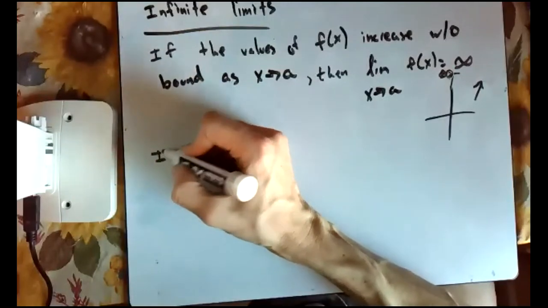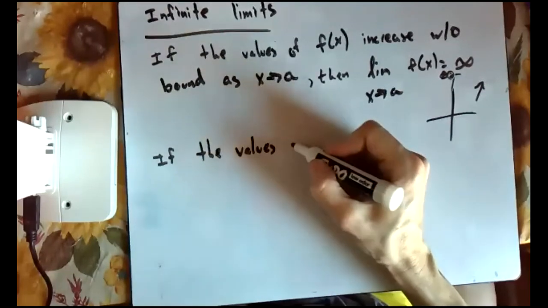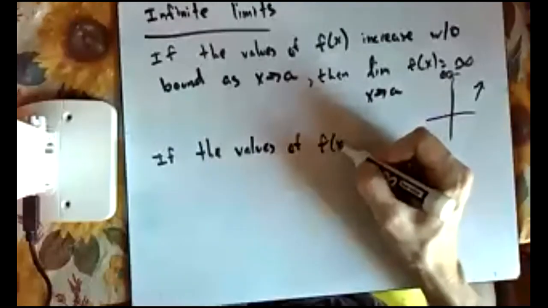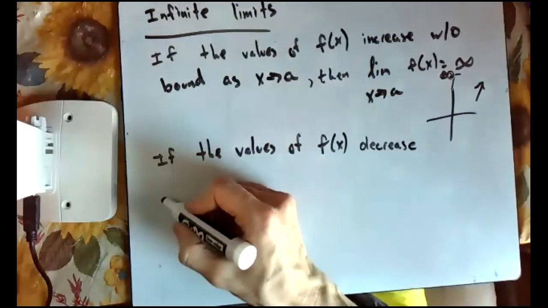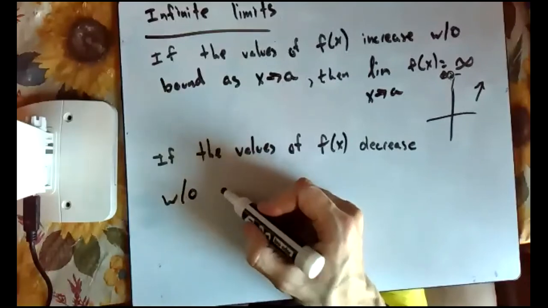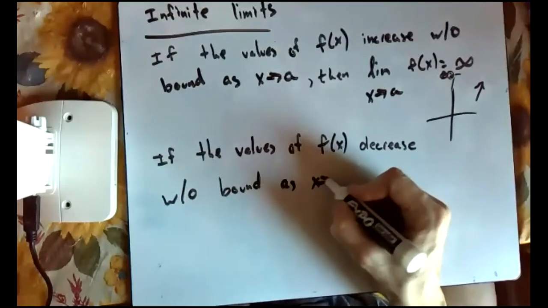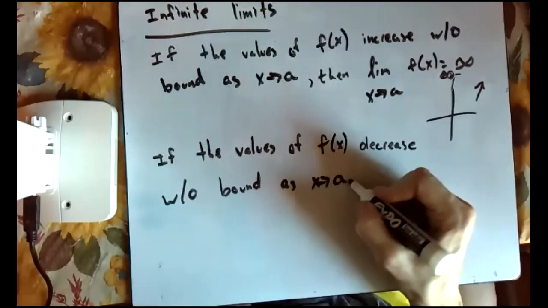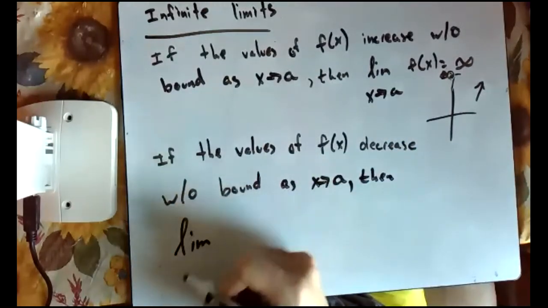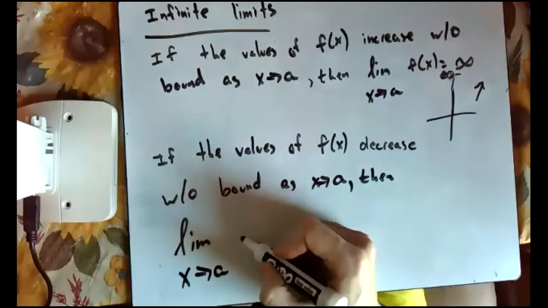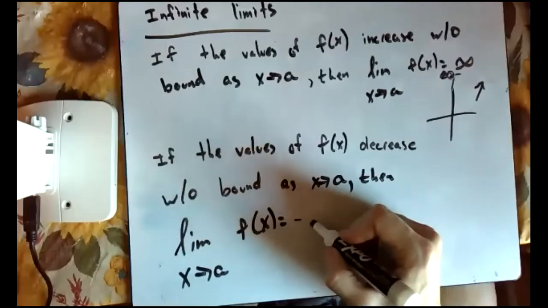If the values of f of x decrease without bound as x approaches a, then we can say the limit as x approaches a of f of x equals negative infinity.